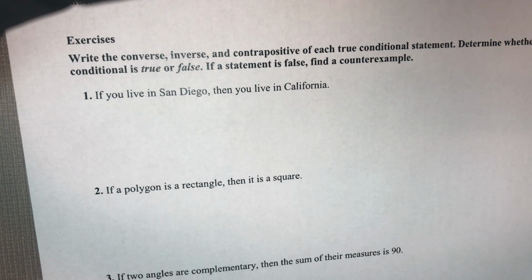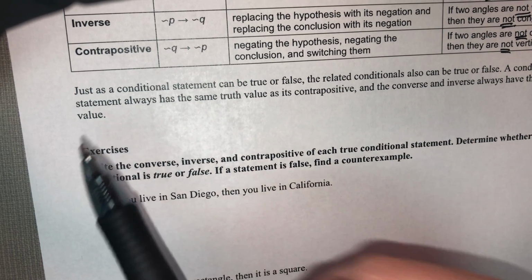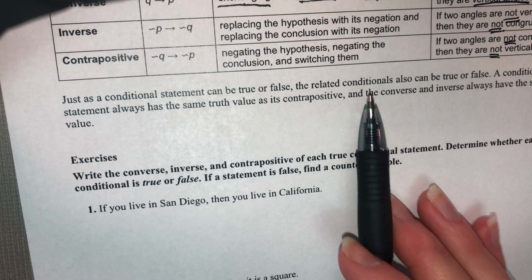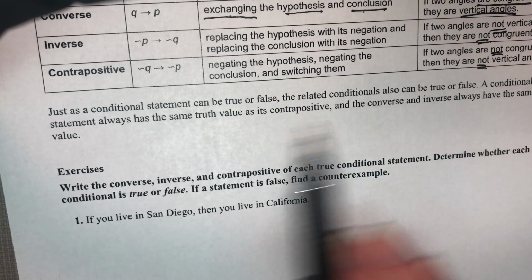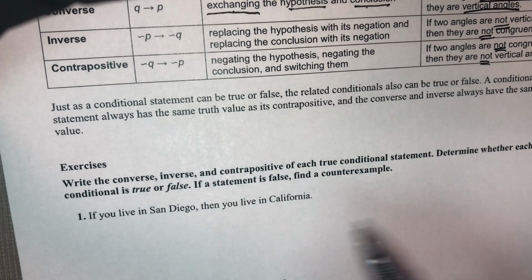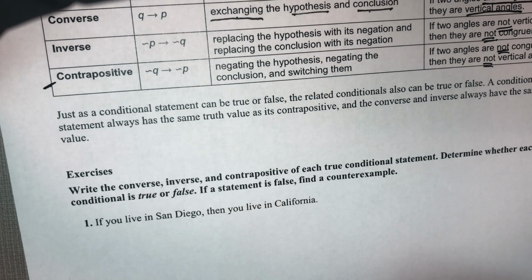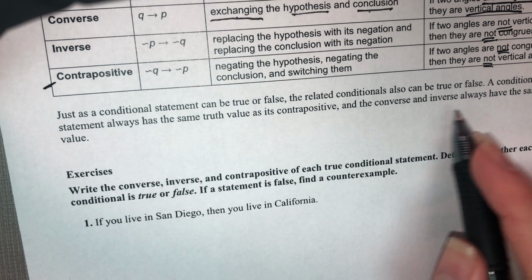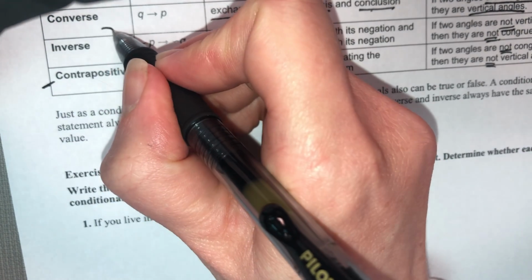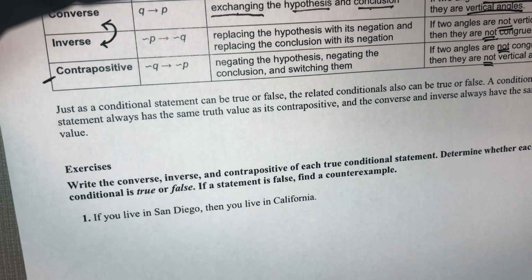So at the bottom, oh, and here's a little statement about truth. Just as conditional statements can be true or false, the related conditionals can also be true or false. A conditional statement always has the same truth value as the contrapositive. Okay, so if the conditional is true, the contrapositive will be true also. And the converse and the inverse always have the same truth value. So if the converse is true, the inverse will also be true. Okay?